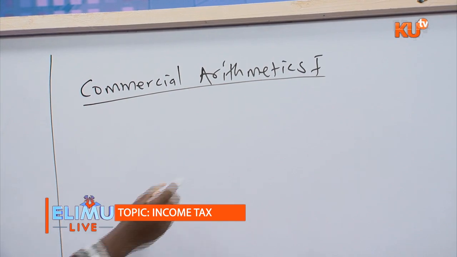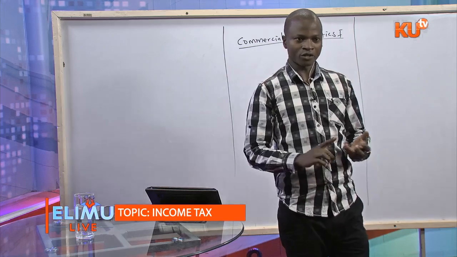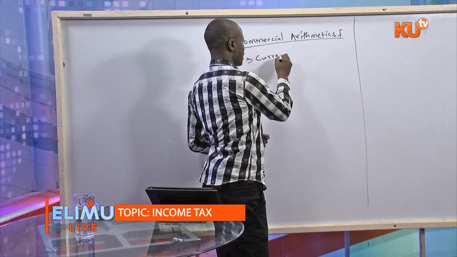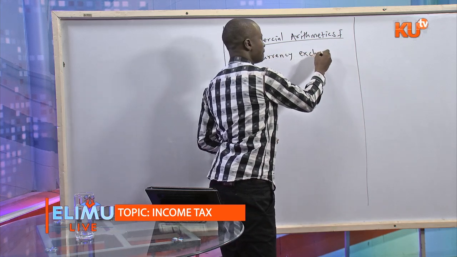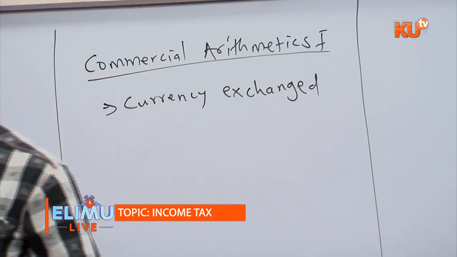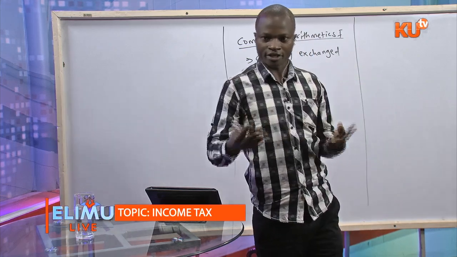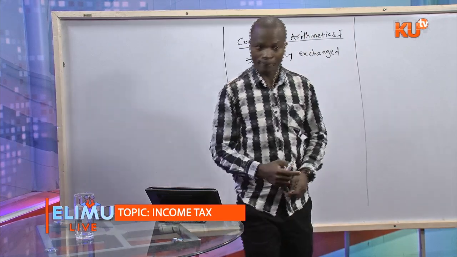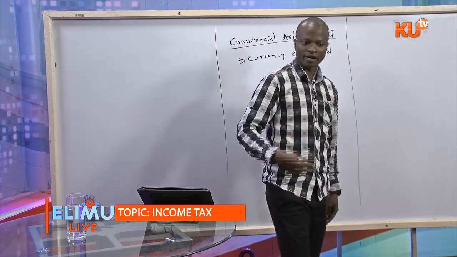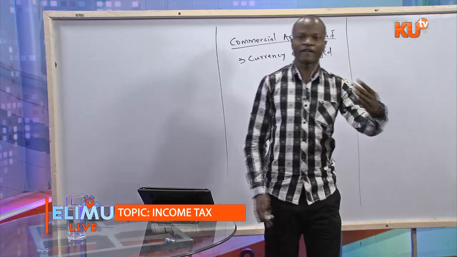Now, let's remind ourselves, what did we learn in this topic in Commercial Arithmetic 1 in Form 1? Yes, 1. Currency exchange, where you looked at the various currencies that are used in different countries. For example, in Kenya, we use the Kenyan shilling. Then in the United States of America, they use the dollar. So every country has different currencies. If you moved from Kenya to South Africa, in South Africa they don't use shillings. You will have to convert your currency into South African rands.